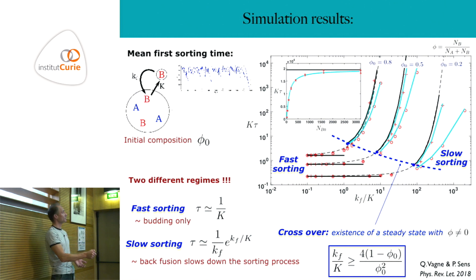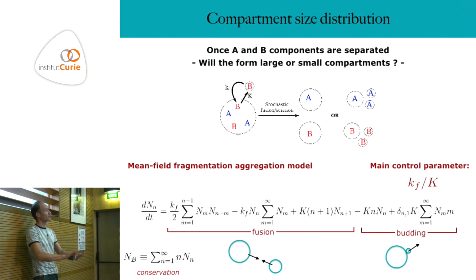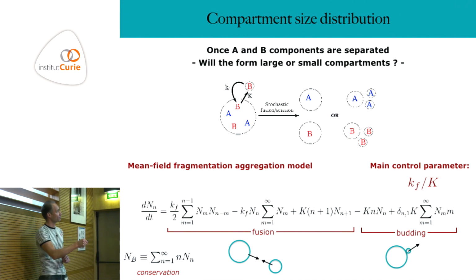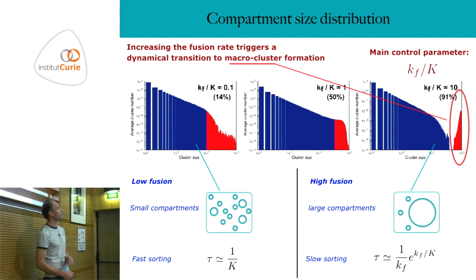So that's one thing you have with this sorting regime. So already you see that the competition of fusion and budding can give you a very complicated dynamic, or at least interesting dynamics. And then you can also ask, okay, let's say I've sorted my two systems. What is going to be the size distribution of all these organelles that are now pure A and pure B? To solve this, you can write a big master equation where these organelles can fuse with one another, which increases their size, and they can also undergo budding, which decreases their size. And you can calculate the size distribution of these things. And this is basically what you get.